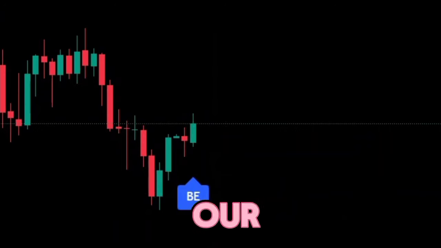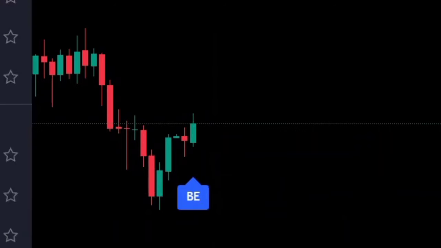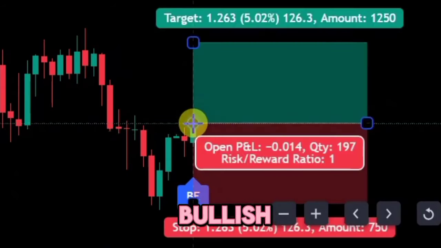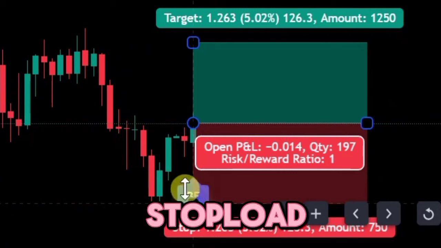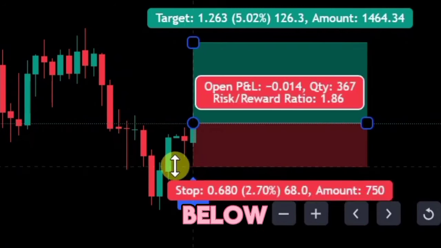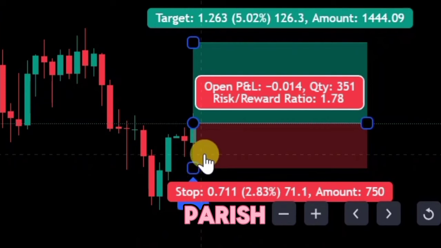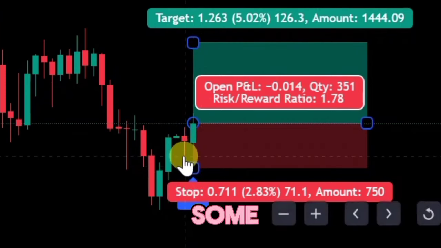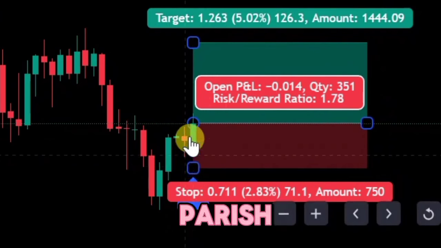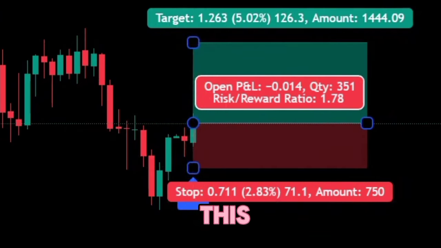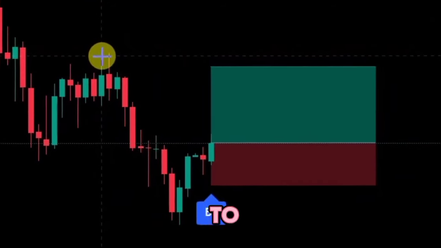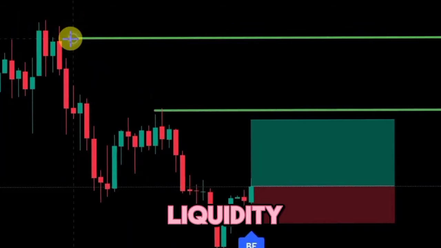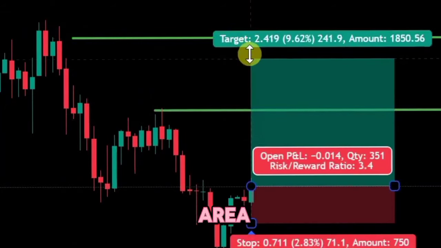So if you are to enter your long position here, it has to be at the close of this bullish engulfing candle. Your stop loss should be slightly below the previous bearish candle, because if you notice, we have some liquidity there at the previous bearish candle. Now your take profit is likely to be this price level right here, this liquidity price point, or you can still target this liquidity price point right here as your take profit area.